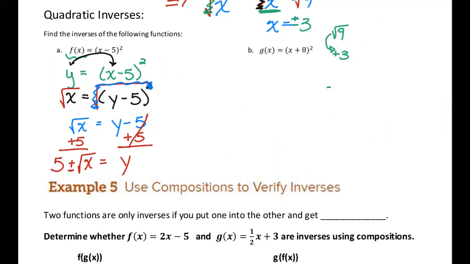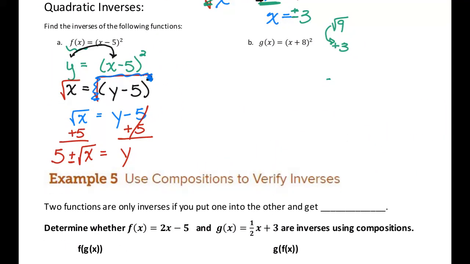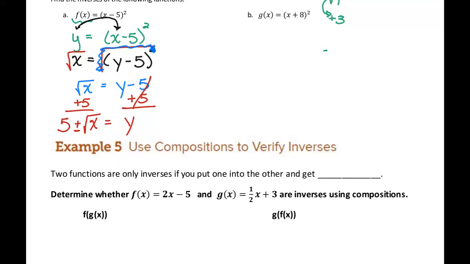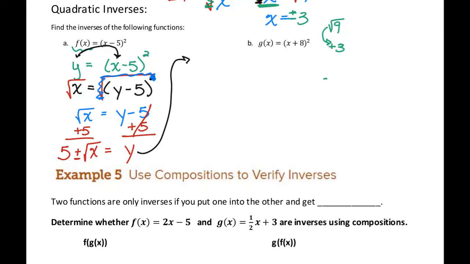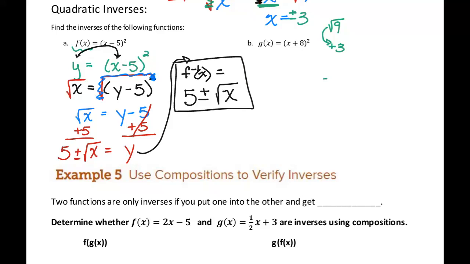And then finally, because I want to show that this is an inverse, I hate that I'm just barely running out of space here. Instead of y, I am going to put the inverse of f of x to show it is an inverse is equal to 5 plus or minus the square root of x. That is your final answer.